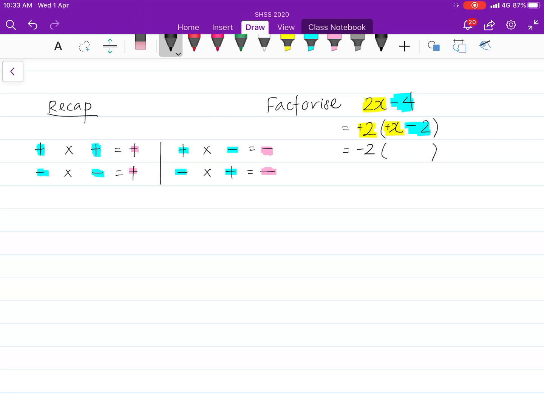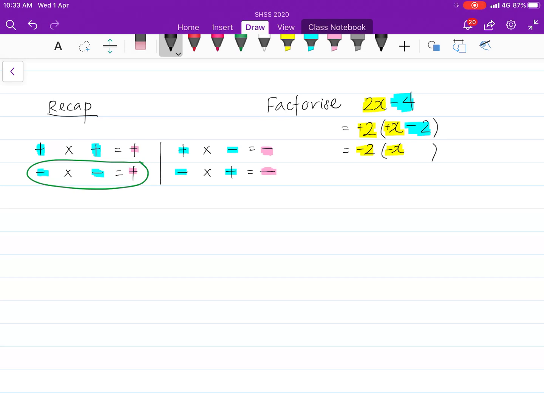Now, remember back in my example here, negative times negative also gives you positive. Yes, positive times positive gives you positive, but negative times negative also gives you positive. So if you factorize out negative 2, you can be left with negative x. If you don't believe me, try. Negative 2 times negative x. Does it give you positive 2x? It does.